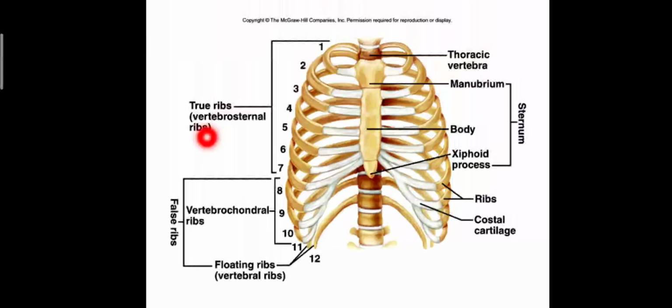True ribs, vertebro-sternal ribs, 7 pairs. Thoracic vertebrae, costal cartilage, floating ribs.